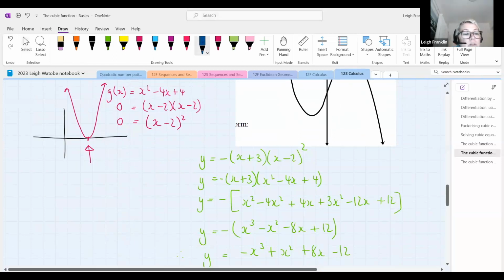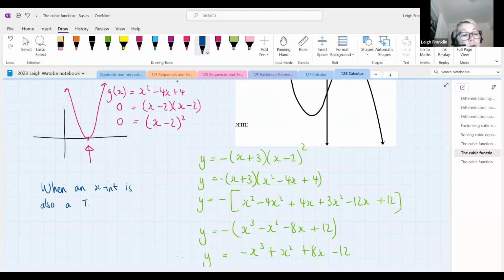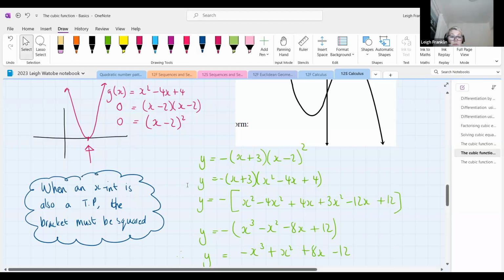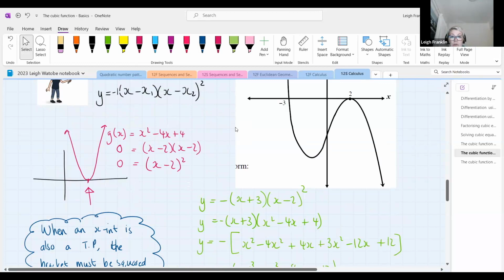Cool, Tando. All right, so the point that I'm making is that when an x-intercept is also a turning point, the bracket must be squared. Okay, so the only bracket that's squared is the one that you sub the x-intercept that is also a turning point into. If it's like, for example, this x plus 3, it's not a turning point, so that bracket's not squared.